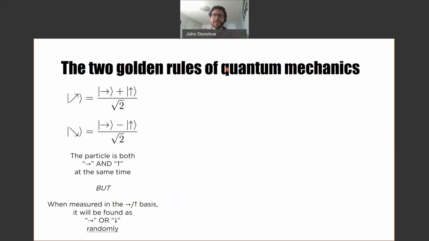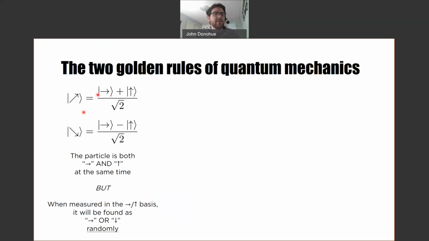So what does this mean? Let's think about this through what we sometimes call the two golden rules of quantum mechanics. Those are the rules of superposition and measurement. So we have our diagonal and our negative diagonal states. We're going to surround them in kets, just to emphasize that we're talking about a single photon and its polarization state.